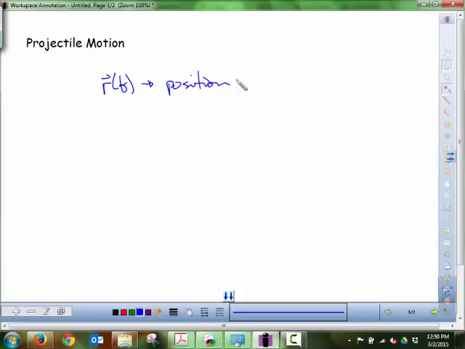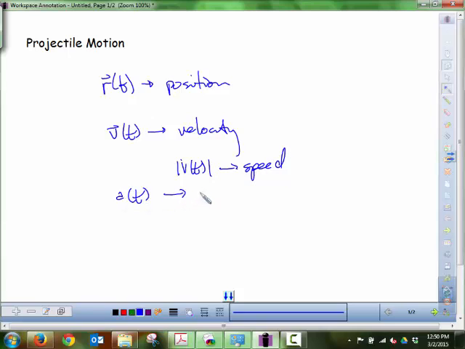We have a position function, we'll call it r of t, and then from there we get the velocity function, v of t. And along with the velocity function, if we need to, we could take the magnitude of that. That is the speed. And then the derivative of the velocity gives you the acceleration. And the idea behind this is that if you know the position function, then you know everything that needs to be known about that particular projectile.